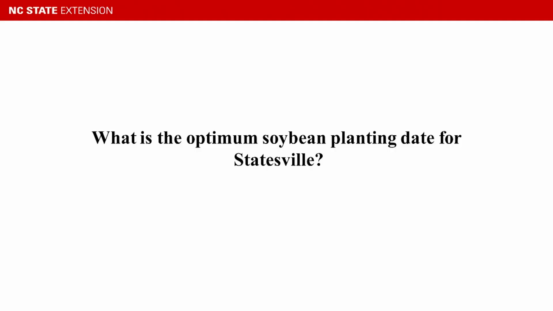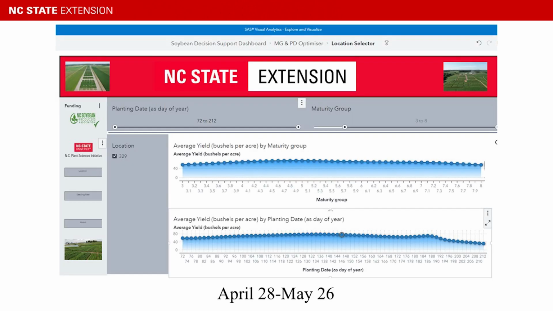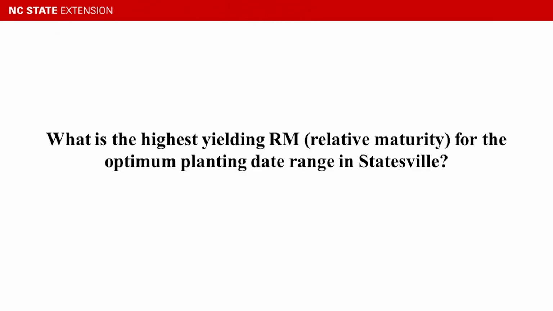Before I came, I dropped a pin on the map near Statesville, where we are today, to see what the optimum planting period for this area would be. If you ran it out on the map, the optimum planting period within the top 3 bushels of the top was April 28th through May 26th for this area right here. So then we had our optimum planting window defined.